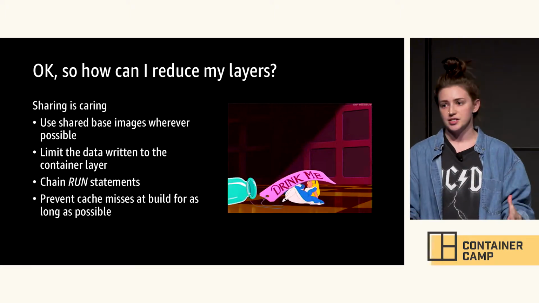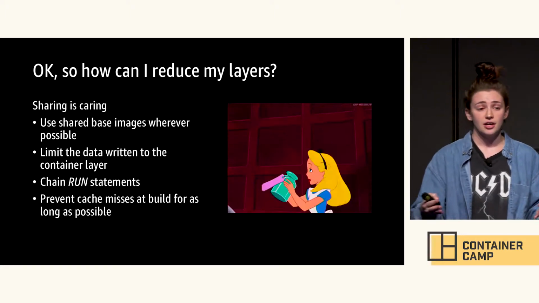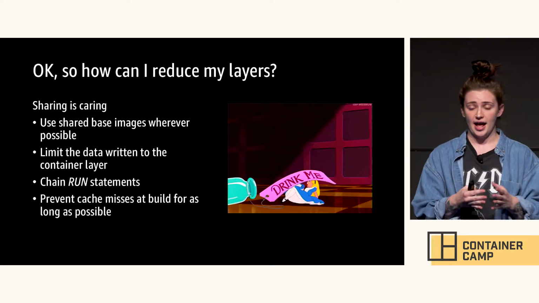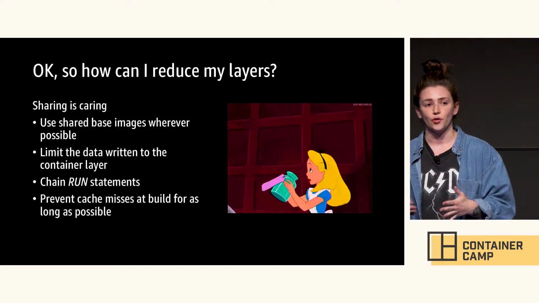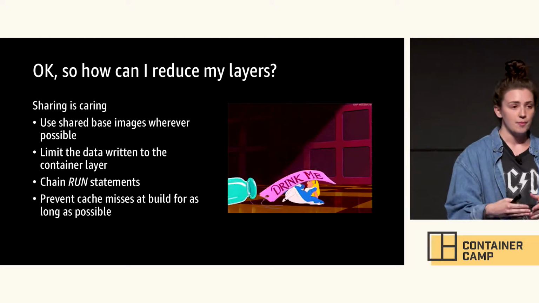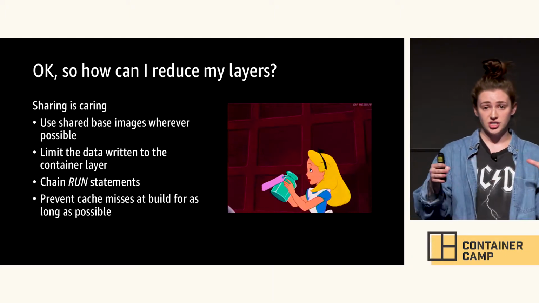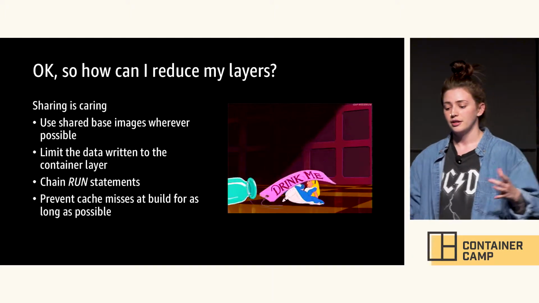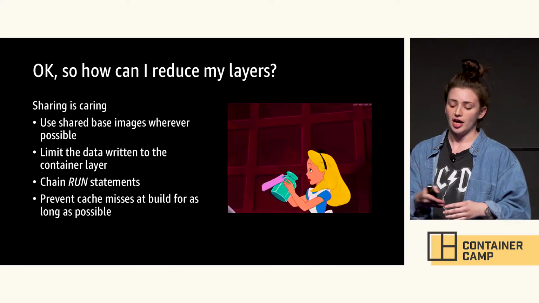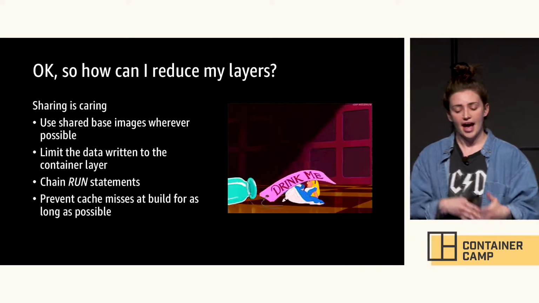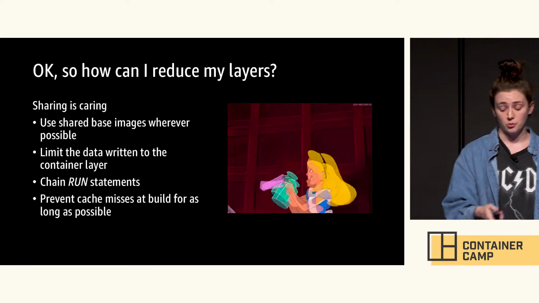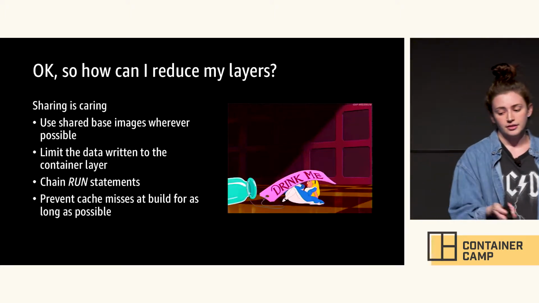If I have 10 services that are all built on Node.js, I can write a shared image that has a lot of my common dependencies for all of my Node.js apps. I can limit the data that's written to that relatively thin read-write container layer. I can chain my run statements, which we'll talk about in a second, and we'll prevent cache misses at build for as long as possible. And we'll also talk about that in a second.